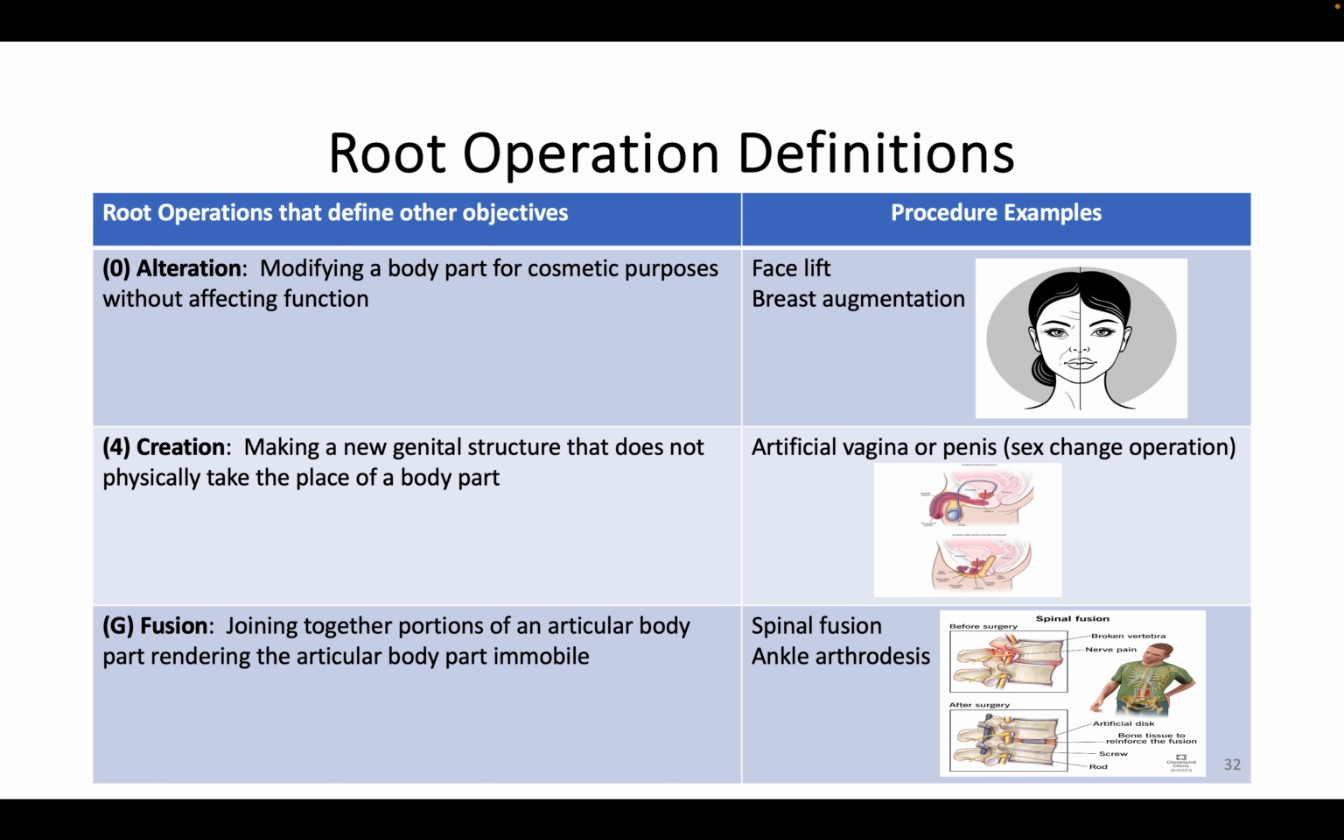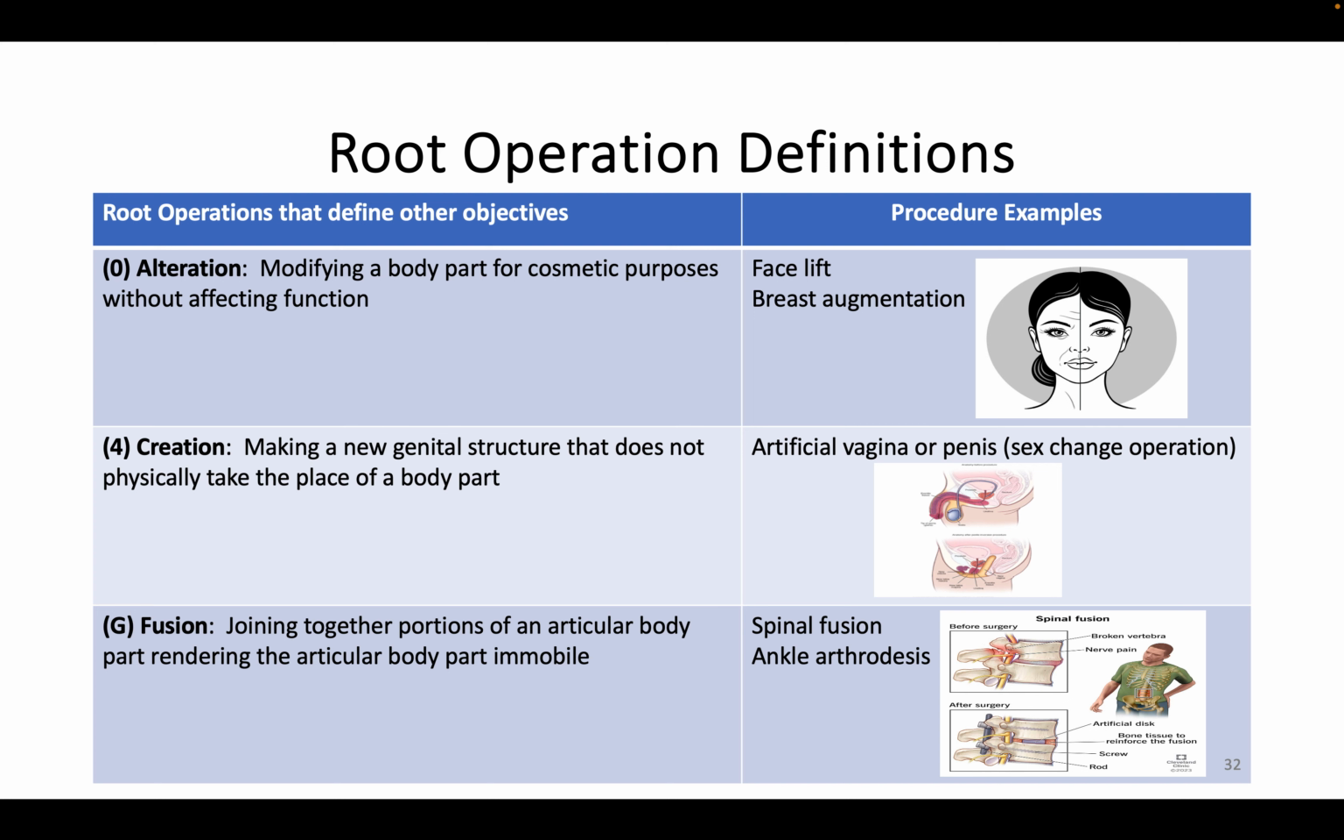Okay, our next root operations that define other objectives. We have, represented by 0, alteration: modifying a body part for cosmetic purposes without affecting function. This is your facelift or your breast augmentation. Next is creation. It's represented by the number 4. Making a new genital structure that does not physically take the place of a body part.